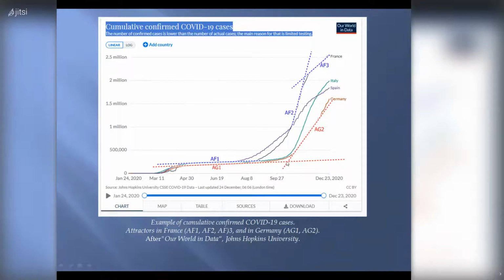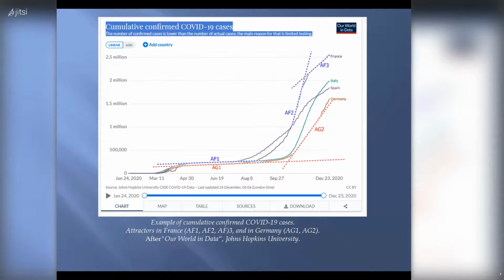But here, at the end of the summer, the policies were probably changed, and there were some holidays also, and some other changes. And then both countries left the attractor, and after a transient went to a second attractor, AG2 here, and AF2, with steeper slopes, which means that in that case, the hospital beds were more difficult to manage. And France here went to a third stage, AF3, on the top right, with a gentle slope.